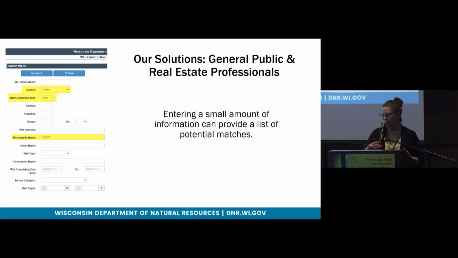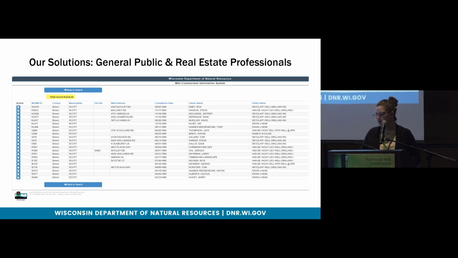So for the tabular view, they can enter very minimal information, some pretty basic stuff, like what county. Maybe they know the year that the well was constructed. Maybe they know the municipality they're looking in, and they can actually find a lot of information. So just based on those 3 points of data, we've got 22 potential well construction reports that they can access.